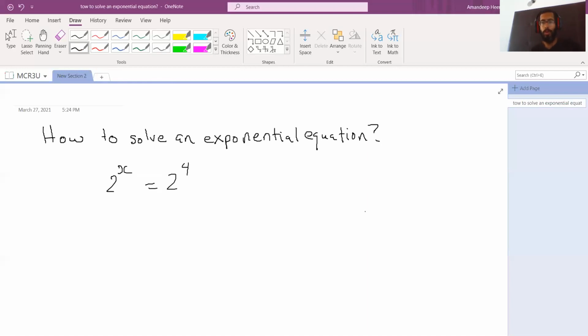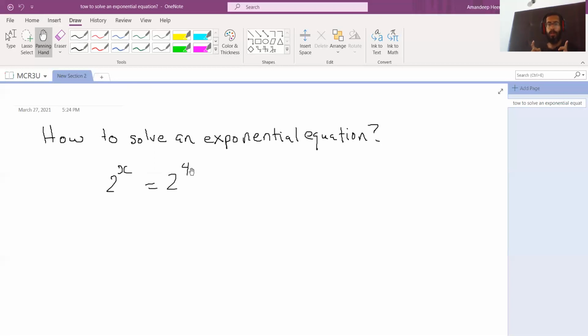Well, think about it this way. We have this equal sign, which means 2 to the x is 2 to the 4. On both sides, we have a common base of 2. Here you have a base of 2, and here you have a base of 2. But look at the exponents. The exponent here is x, and the exponent here is 4.